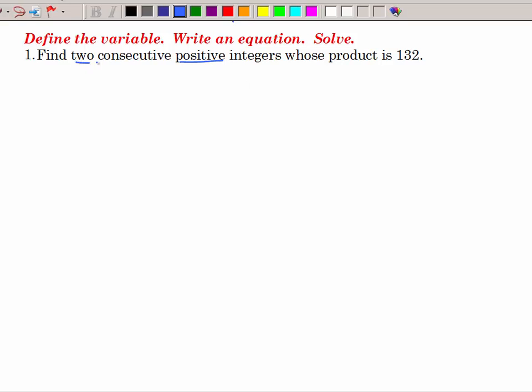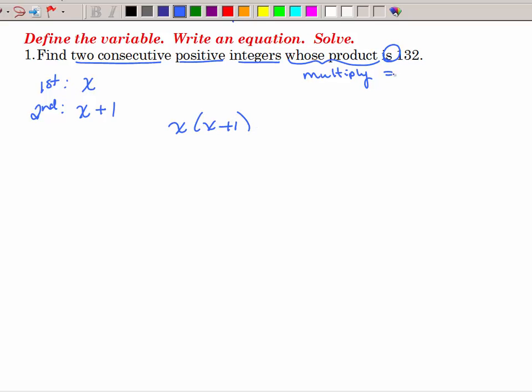Let's get this, two consecutive integers, so two numbers in a row. So I'm going to let my first integer be x and my second integer be x plus 1. It did not say even or odd, it just said consecutive integers, so that's why I want that plus 1. And then it says whose product. That means to multiply. So I want to multiply x and x plus 1. And of course is means equals 132.